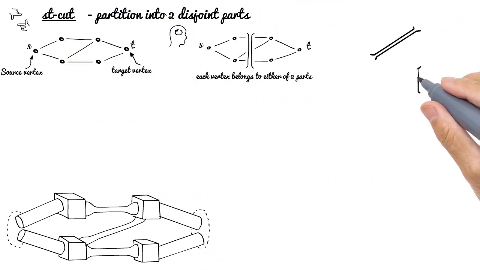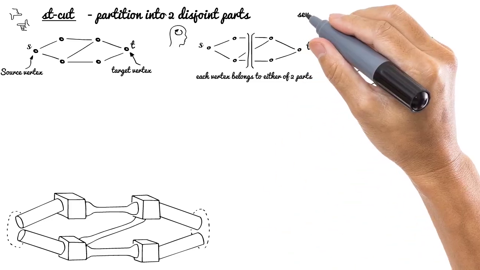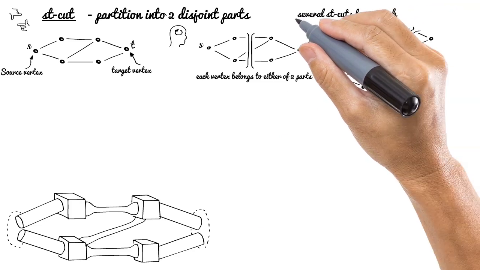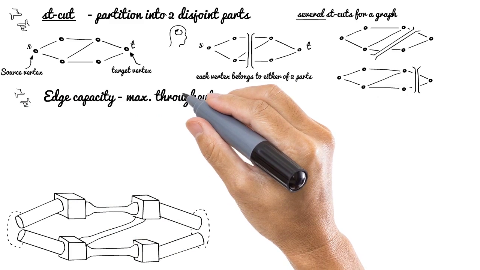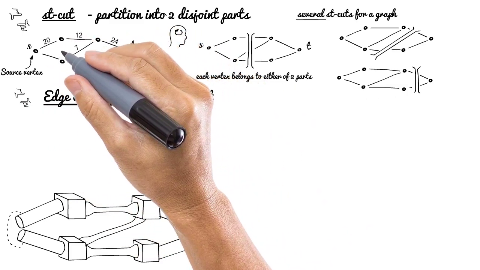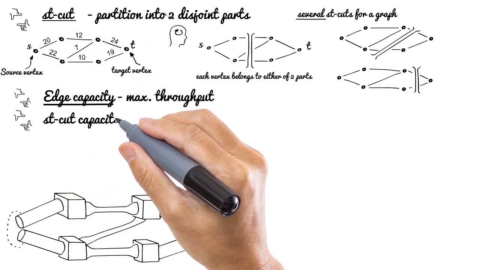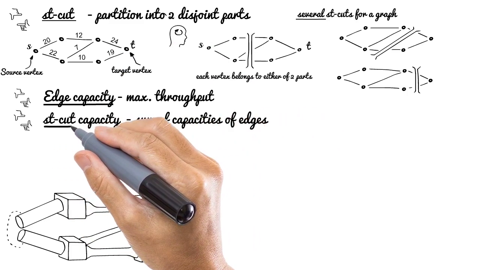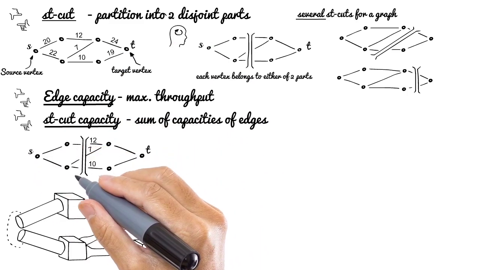You can partition the same graph different ways with vertex S on the left and vertex T on the right, but different combinations of vertices in each disjoint part. In other words, you may have several ST cuts for a graph. Next term within the throughput topic. Edge capacity is a maximum throughput assigned to a graph's edge, some number like we similarly assigned for edge weight discussed before. ST cut capacity is the sum of capacities of the edges from the first part containing vertex S to the second part containing vertex T.